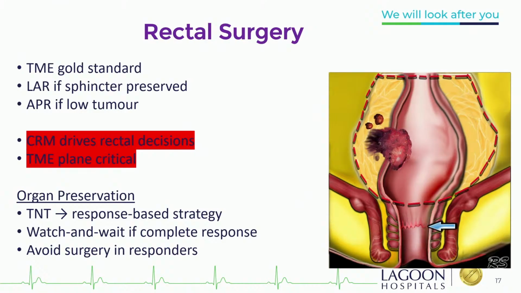Avoid surgery in responders. So somebody is responding well. They say, you know what, I want to watch and wait. What you do is an MRI scan every 6 months, a flexible sigmoidoscopy every 6 months, and check the marker every 6 months, and see whether the cancer is coming back. And that's the whole idea of watch and wait.